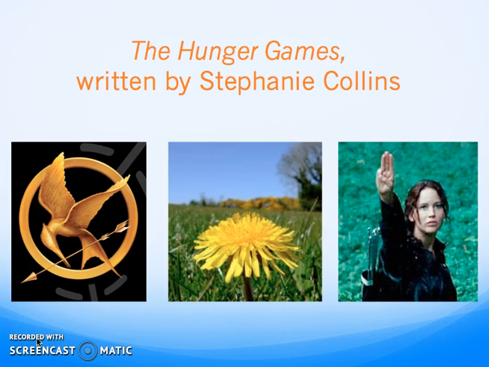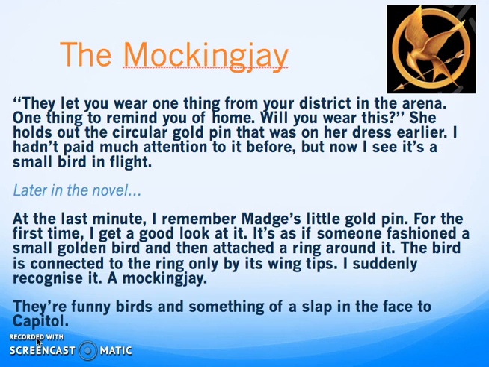There are many symbols in the text The Hunger Games, written by Suzanne Collins, and we're going to look at two of those. Firstly, the Mockingjay. A quote from the novel says, "They let you wear one thing from your district in the arena, one thing to remind you of home. Will you wear this?" She holds out the circular gold pin that was on her dress earlier. "I hadn't paid much attention to it before, but now I see it's a small bird in flight."